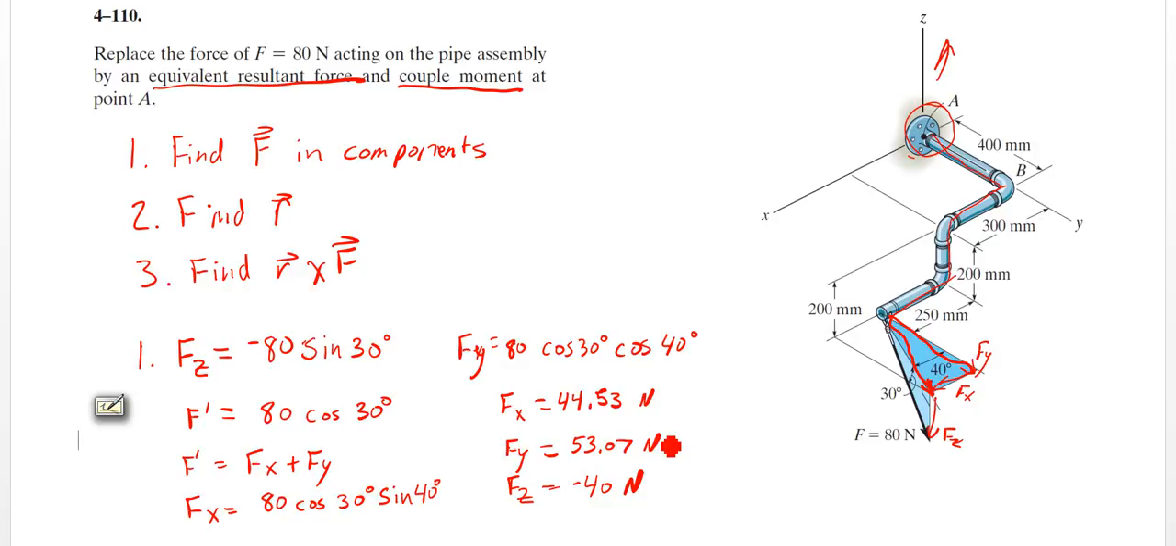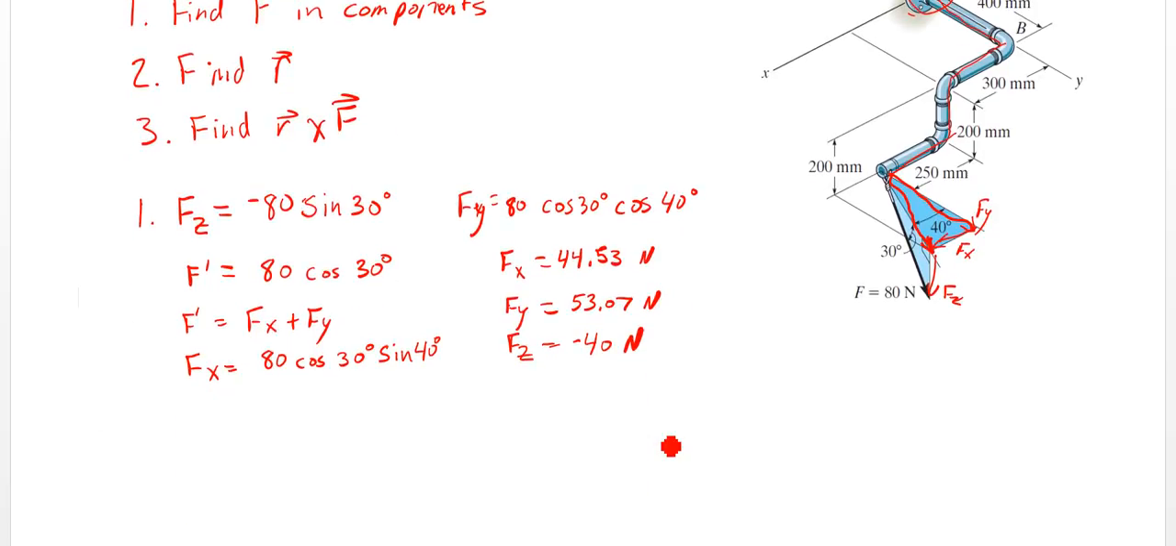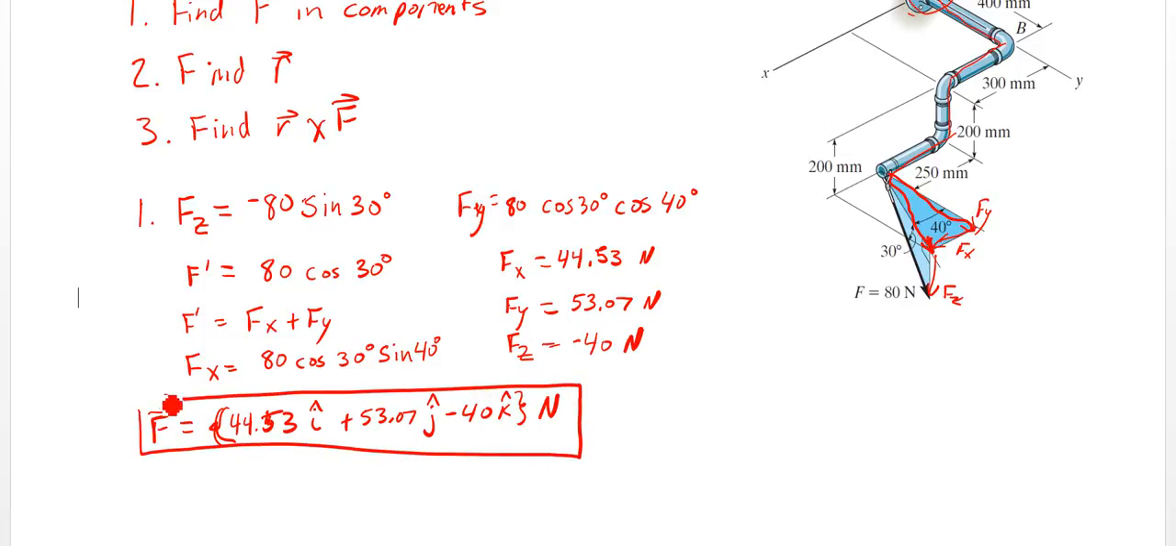So let me scroll and then we'll express this in Cartesian vector notation. F then is going to be our x component, 44.53 in the i direction plus 53.07 in the j direction minus 40 in the k direction, and the units there are newtons. So there's our first part. There's our equivalent force.